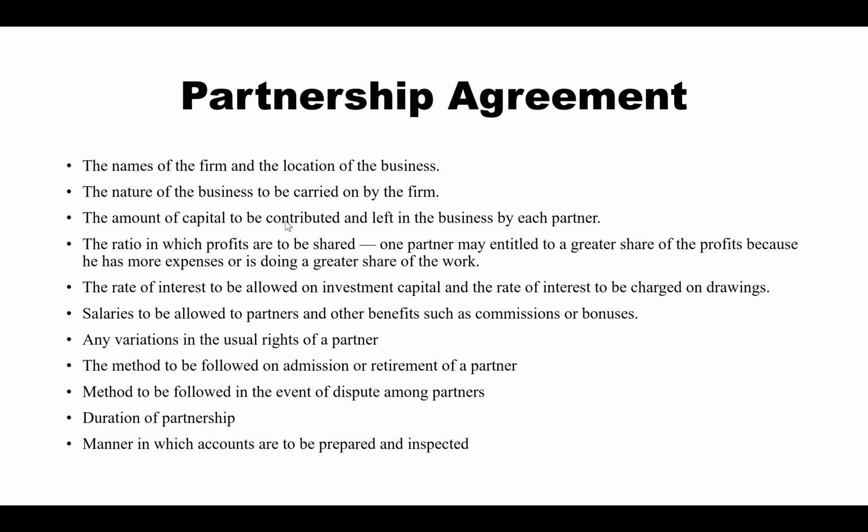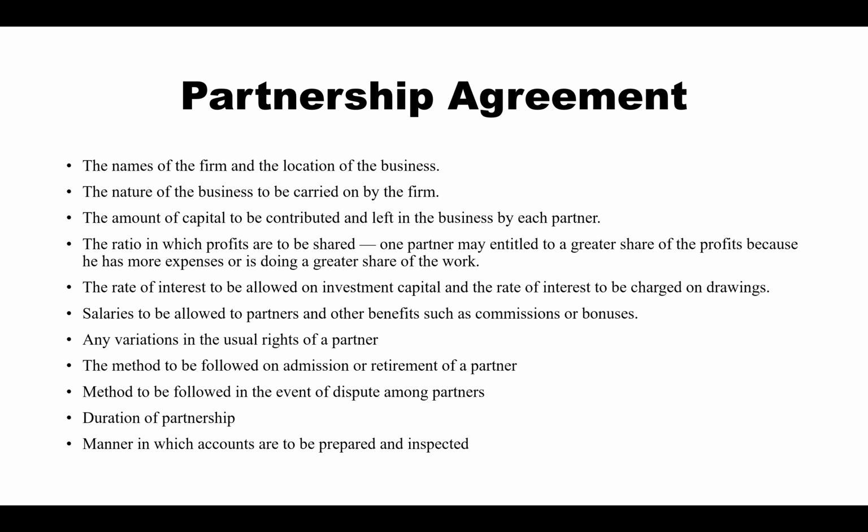The amount of capital to be contributed or left in the business by each partner. Then you have the ratio in which profits are to be shared. One partner may be entitled to a greater share of the profit because he has more expense or is doing a greater share of the work. Another agreement is the rate of interest to be allowed on investment capital and the rate of interest to be charged on drawings.